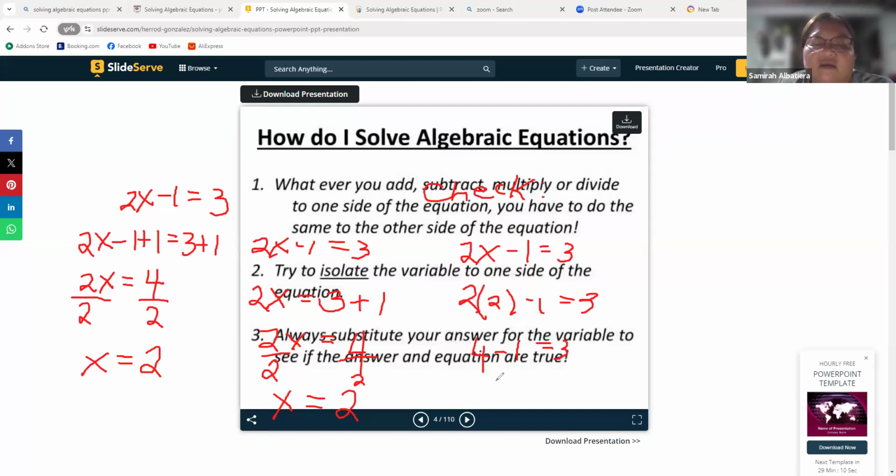4 minus 1. What is 4 minus 1? 3 is equal to 3. Do you have the same number from the left side to the right side? Yes, we have the same value on the left side as well as on the right side. The value for the left side is 3, while the value for the right side is 3 also. Therefore, it is correct. Okay?